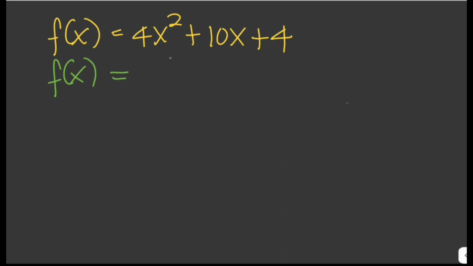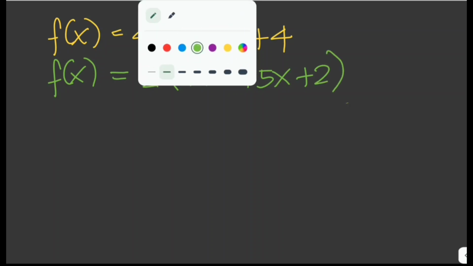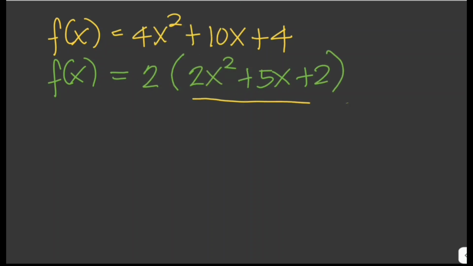Now to factor this, we can factor out 2, because 10 is not divisible by 4, but it is divisible by 2. So we factor out 2, then we are left with 2x squared plus 5x plus 2. And now we can factor this, 2x squared plus 5x plus 2. We can either use the AC method or the shortcut trial and error. So let's do the AC method.